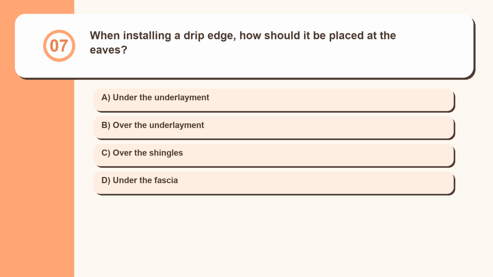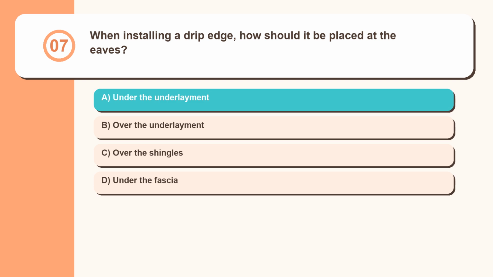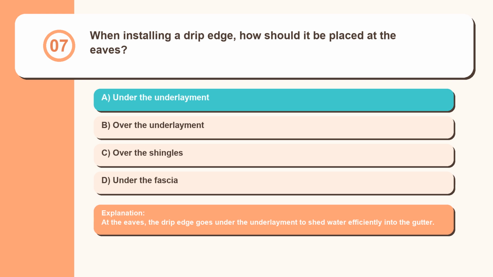Question 7. When installing a drip edge, how should it be placed at the eaves? Under the underlayment, over the underlayment, over the shingles, under the fascia. At the eaves, the drip edge goes under the underlayment to shed water efficiently into the gutter.